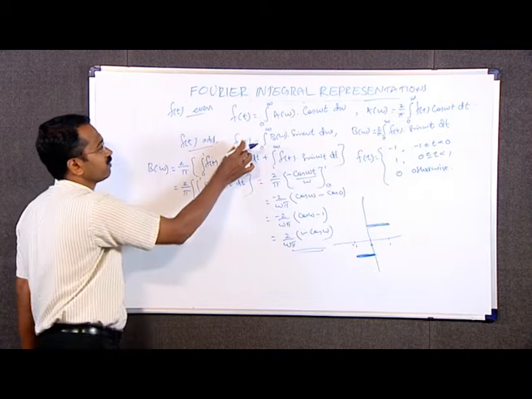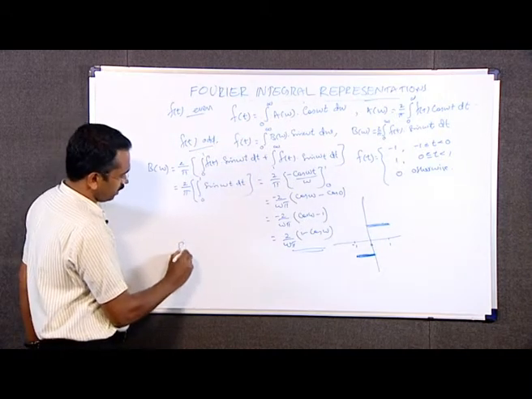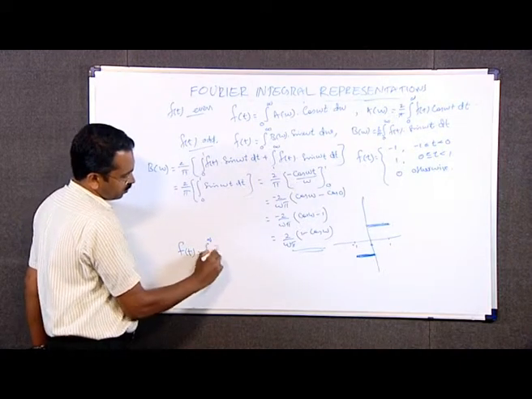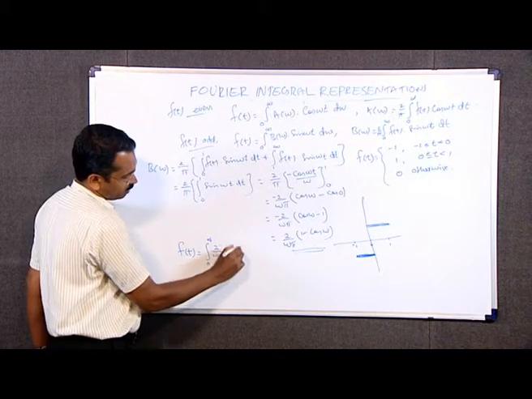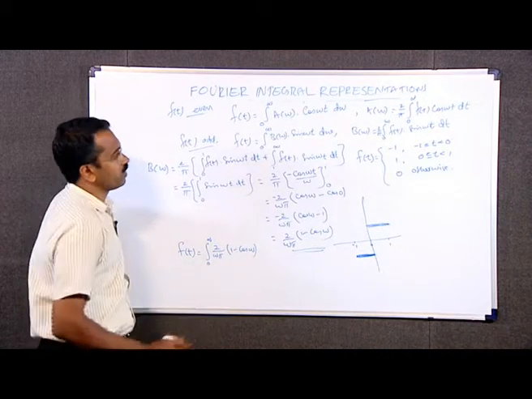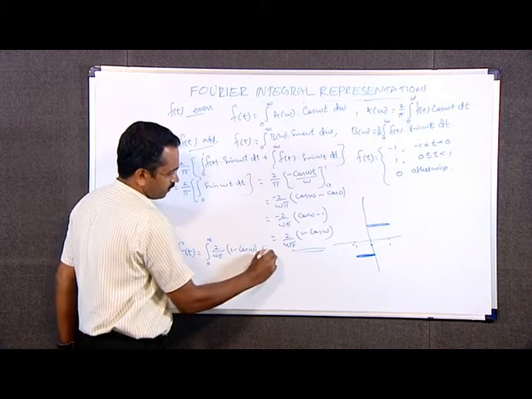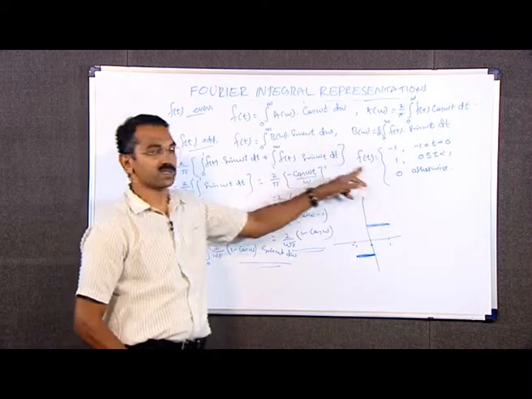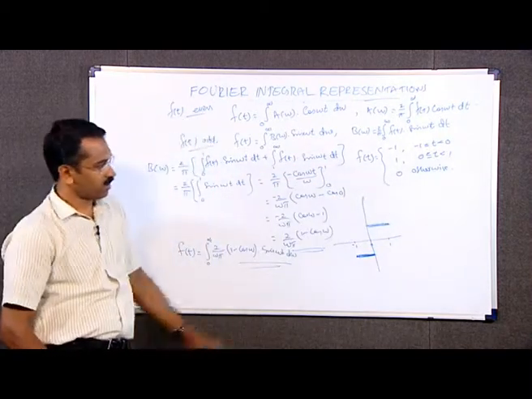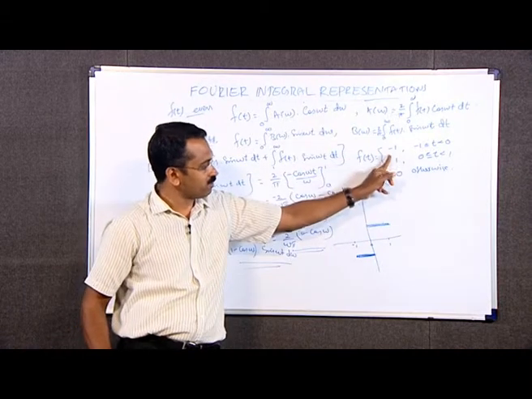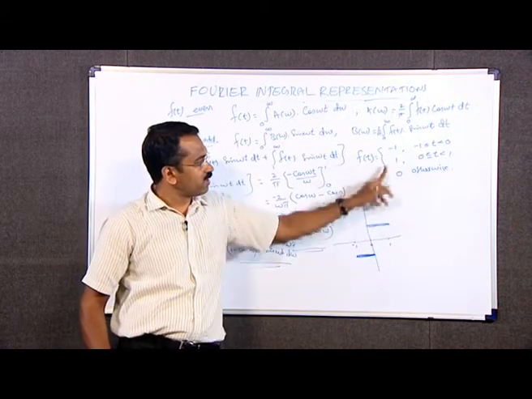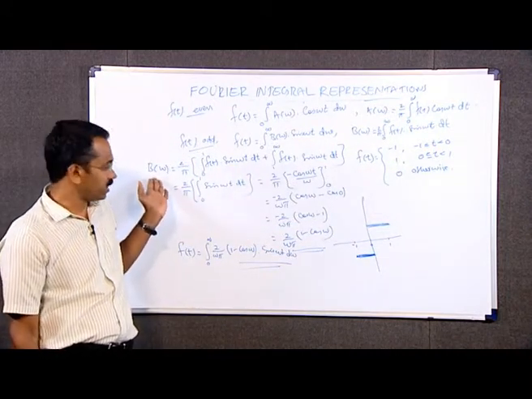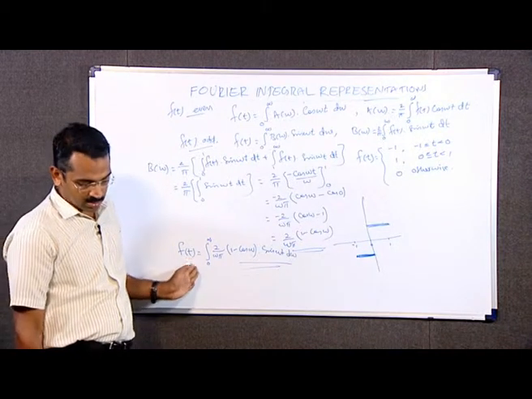And the corresponding function is f of t equal to integral from 0 to infinity of 2 by omega pi into 1 minus cos omega into sin omega t d omega. This is the required Fourier integral representation of this function. Here, by drawing a graph of the given function, we can identify that it is an odd function. Therefore, we have to evaluate b omega only, and the corresponding representation is this.